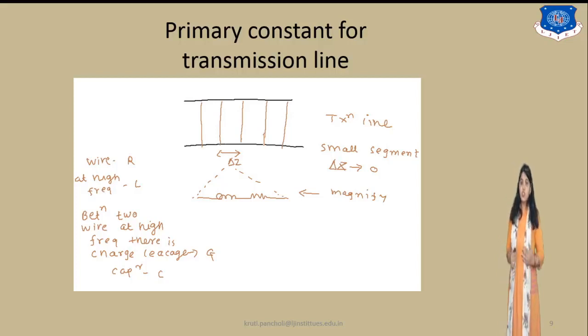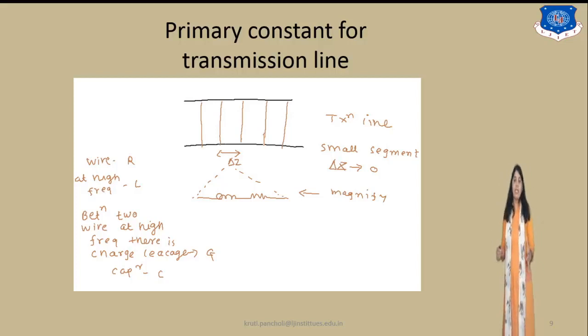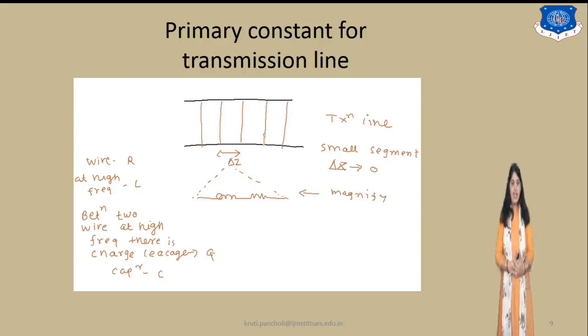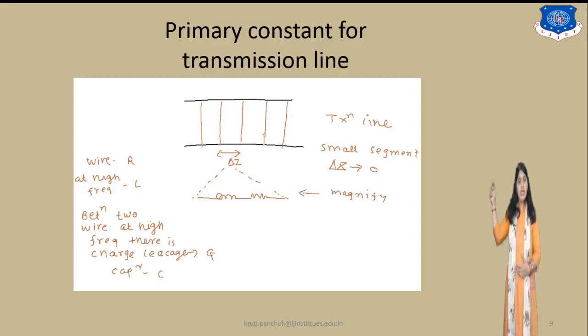Now we are going to study the transmission line for the microwave. What are the primary constants of the transmission line that we need to understand? Here in the diagram you can see the parallel wires. It's a transmission line. Now I want to study a small segment of that transmission line. I am naming that small segment delta Z, and delta Z tends to 0.